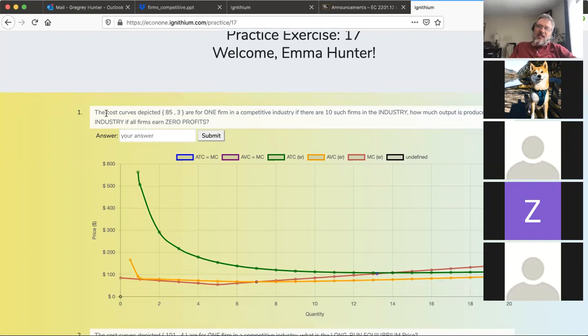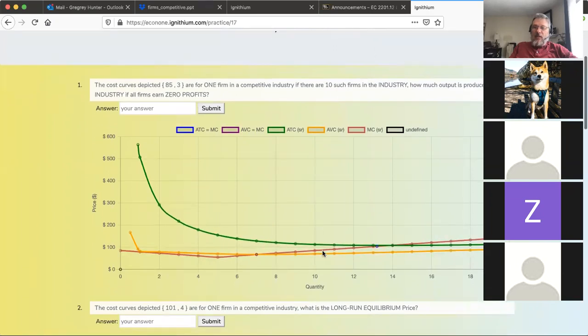So you guys did homework 16 already. So this is for one firm in a competitive industry. If there are 10 such firms in a competitive industry, how much is produced in the industry if all earn zero profits? And if you guys look at the labels here, zero profit, right? This isn't long run, this is short run. And these are labeled short runs.